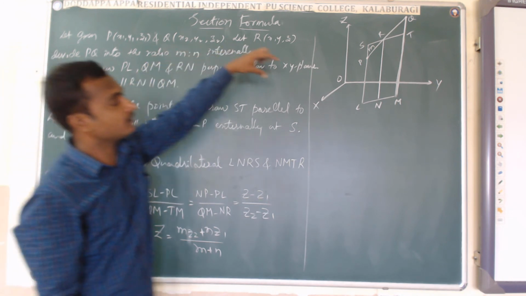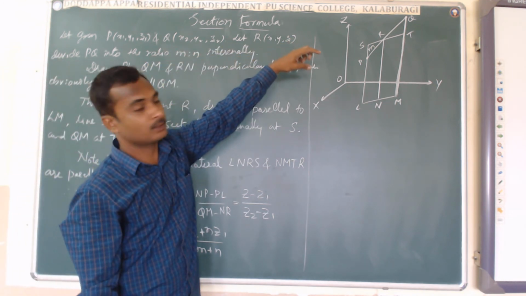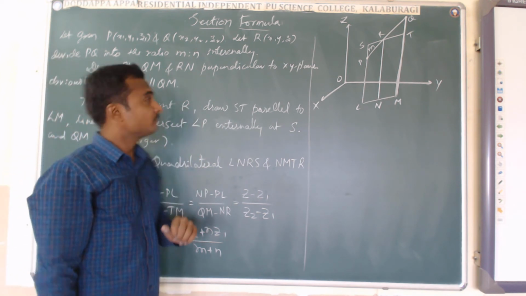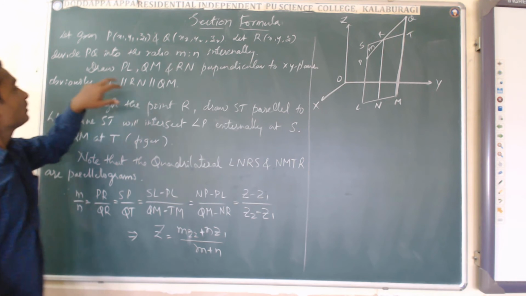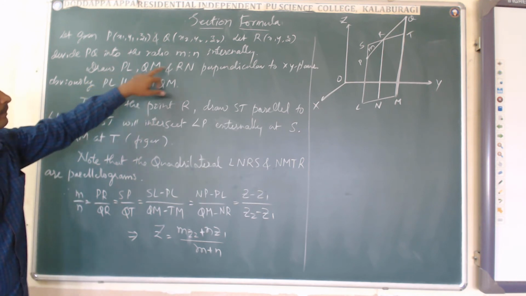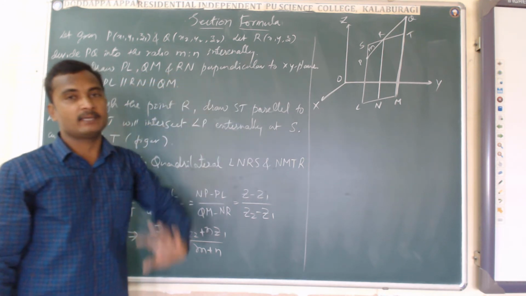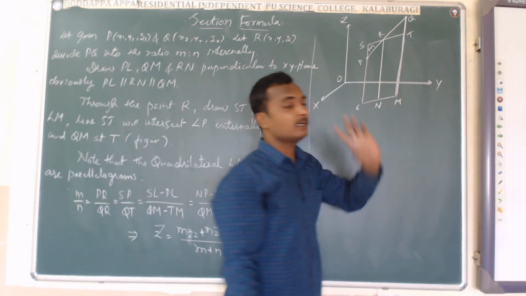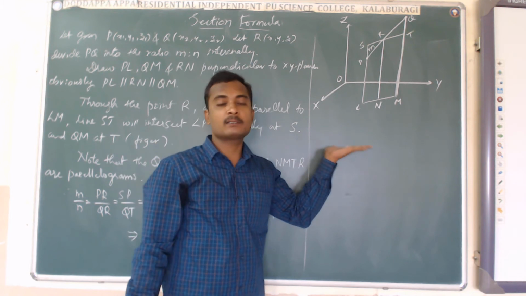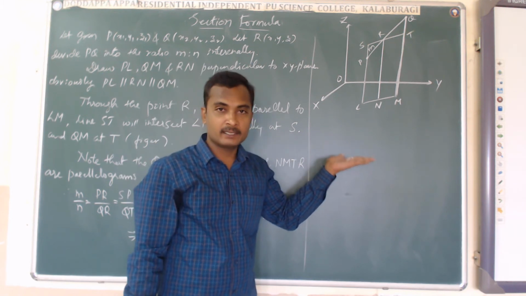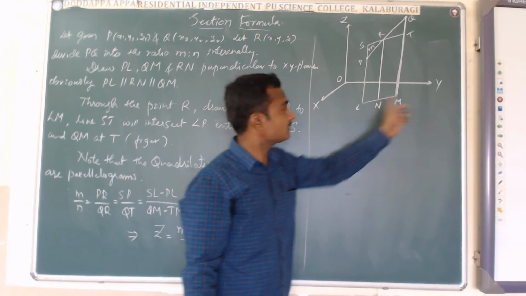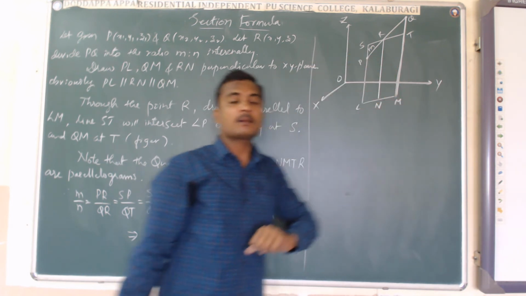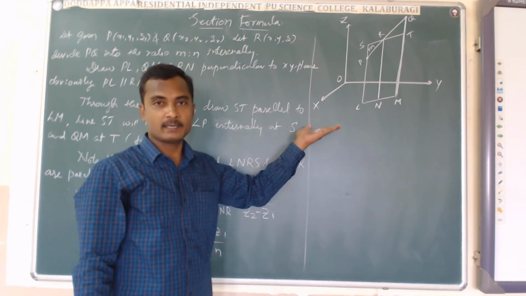There is some distance from P to R and some distance from R to Q. So in the ratio m is to n, we will divide the line PQ internally. The lines PL, QM and RN are perpendicular to the XY plane. You can see PL, RN and QM are drawn perpendicular to the XY plane. They are at 90 degrees to the XY plane.